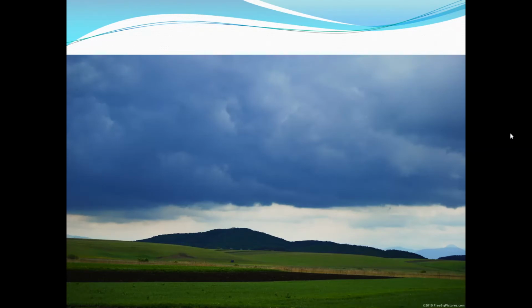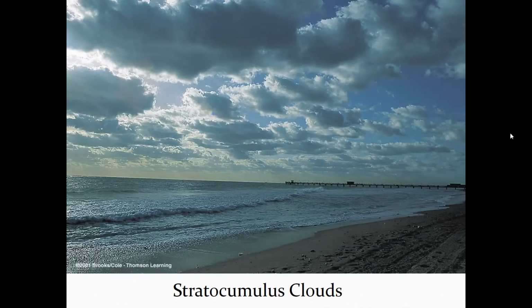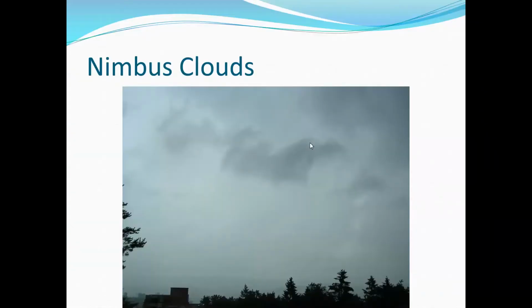So again, here's an image of a nimbostratus cloud. Here are some stratocumulus clouds. These still kind of have that sheet-like feature to them. The only difference is they're now broken up into individual puffs rather than one continuous sheet. Here's a nimbostratus cloud, rain's falling out of it.